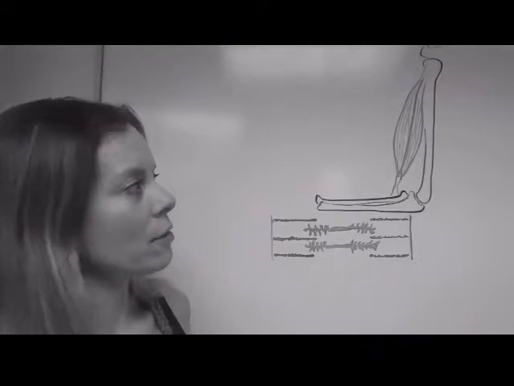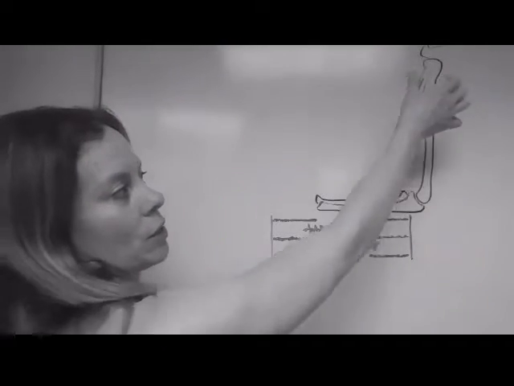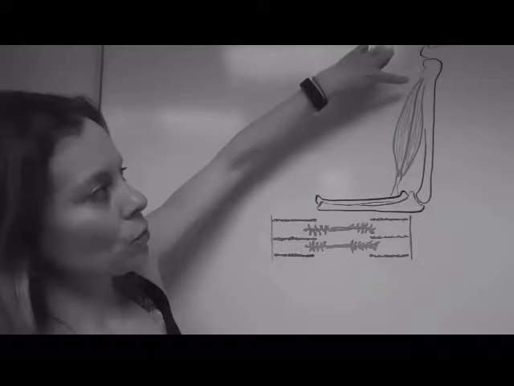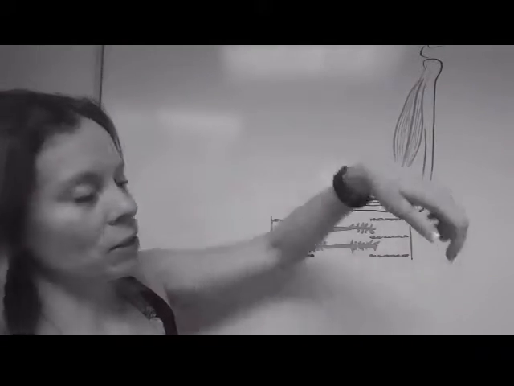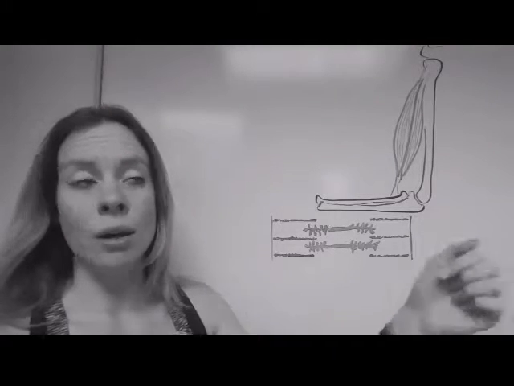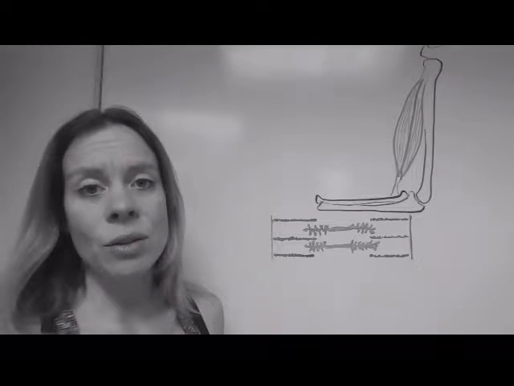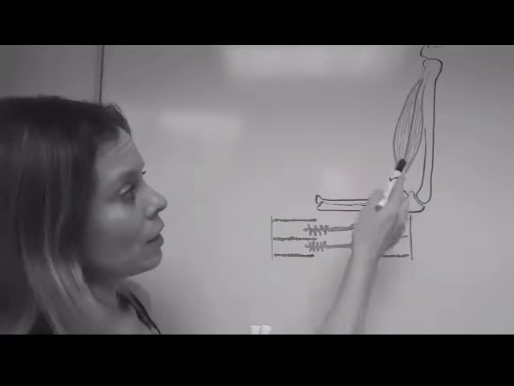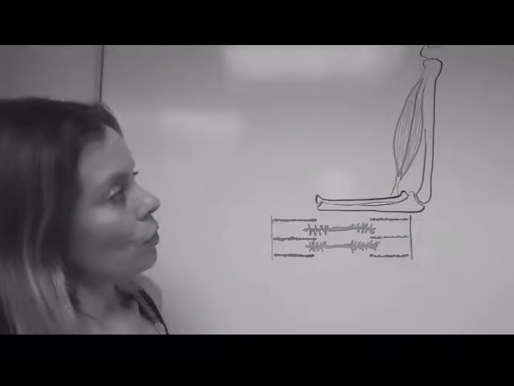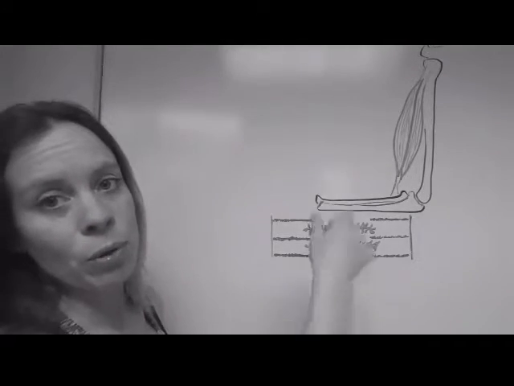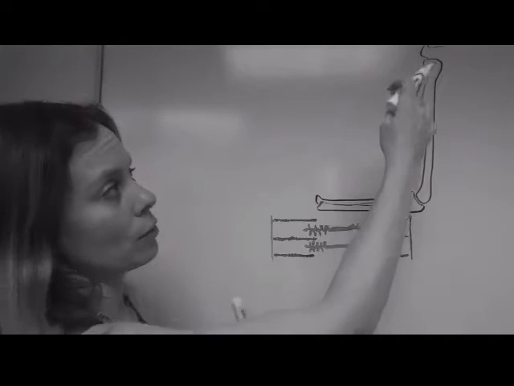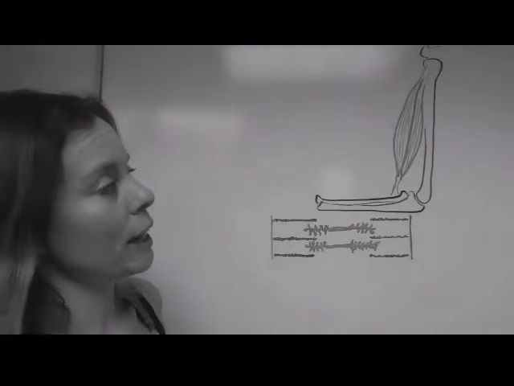So inside of your muscle tissue, if this is your whole muscle, your muscle cells will run the length of the whole muscle. So they're going to be long. You can kind of think of them as long tubes. So inside of this, you're going to have multiple muscle cells running down from attachment point to attachment point.